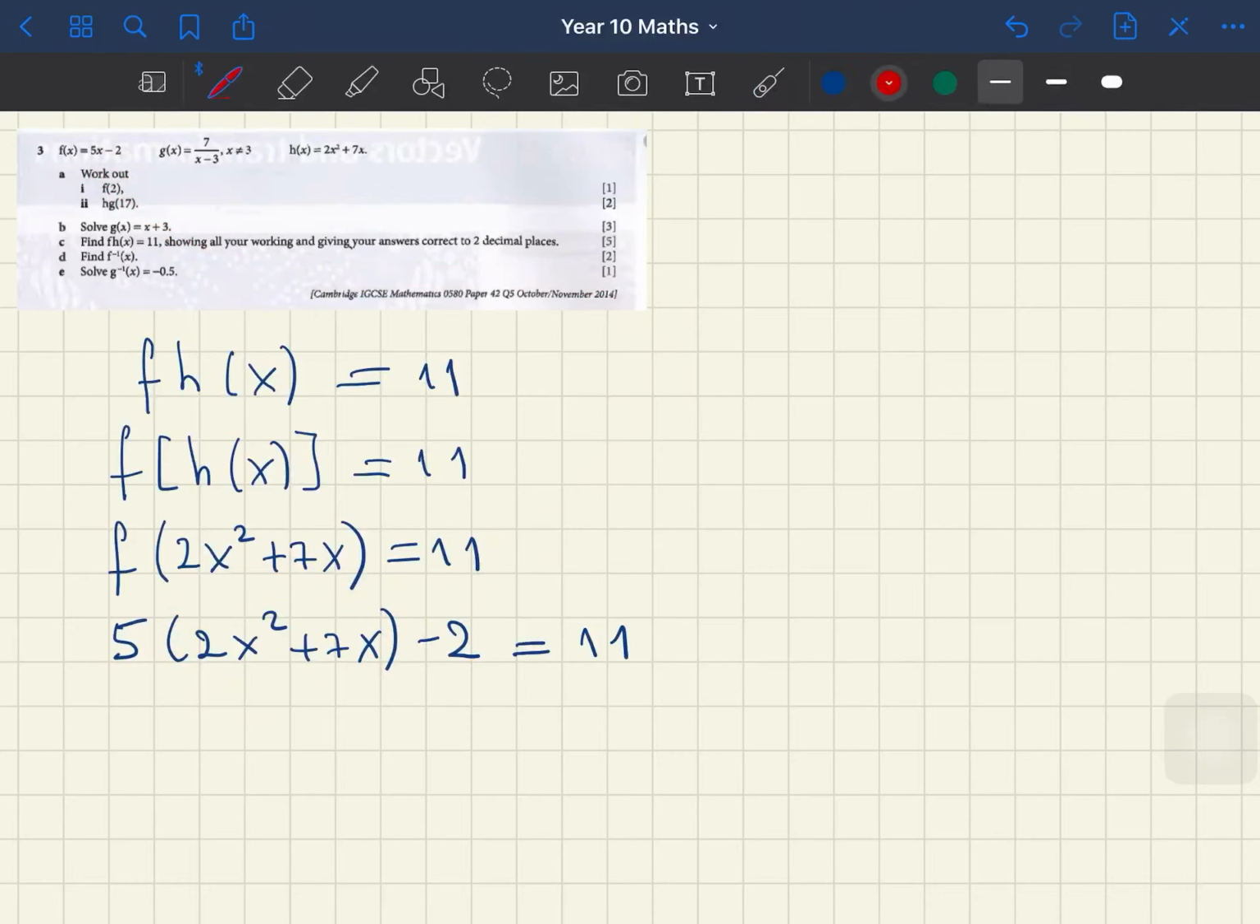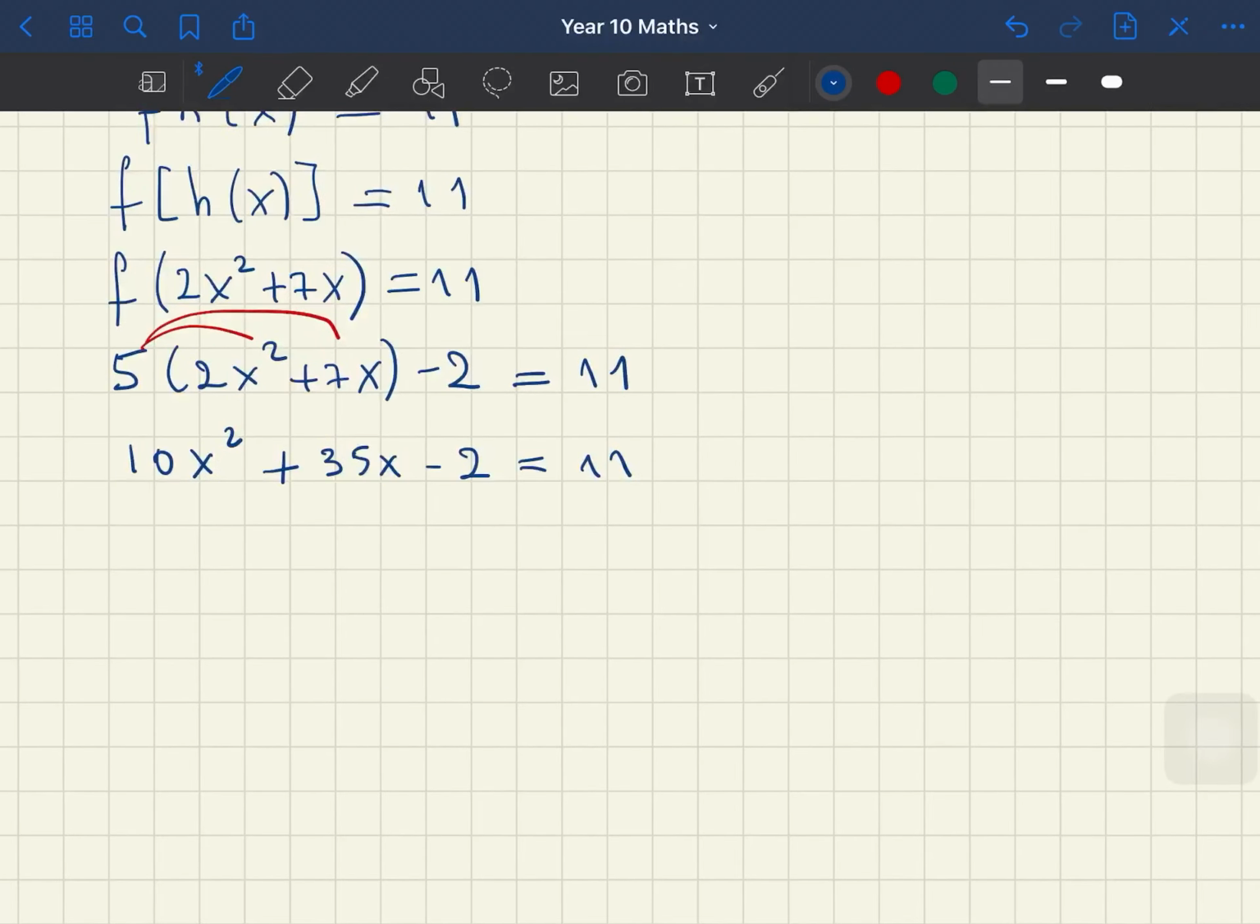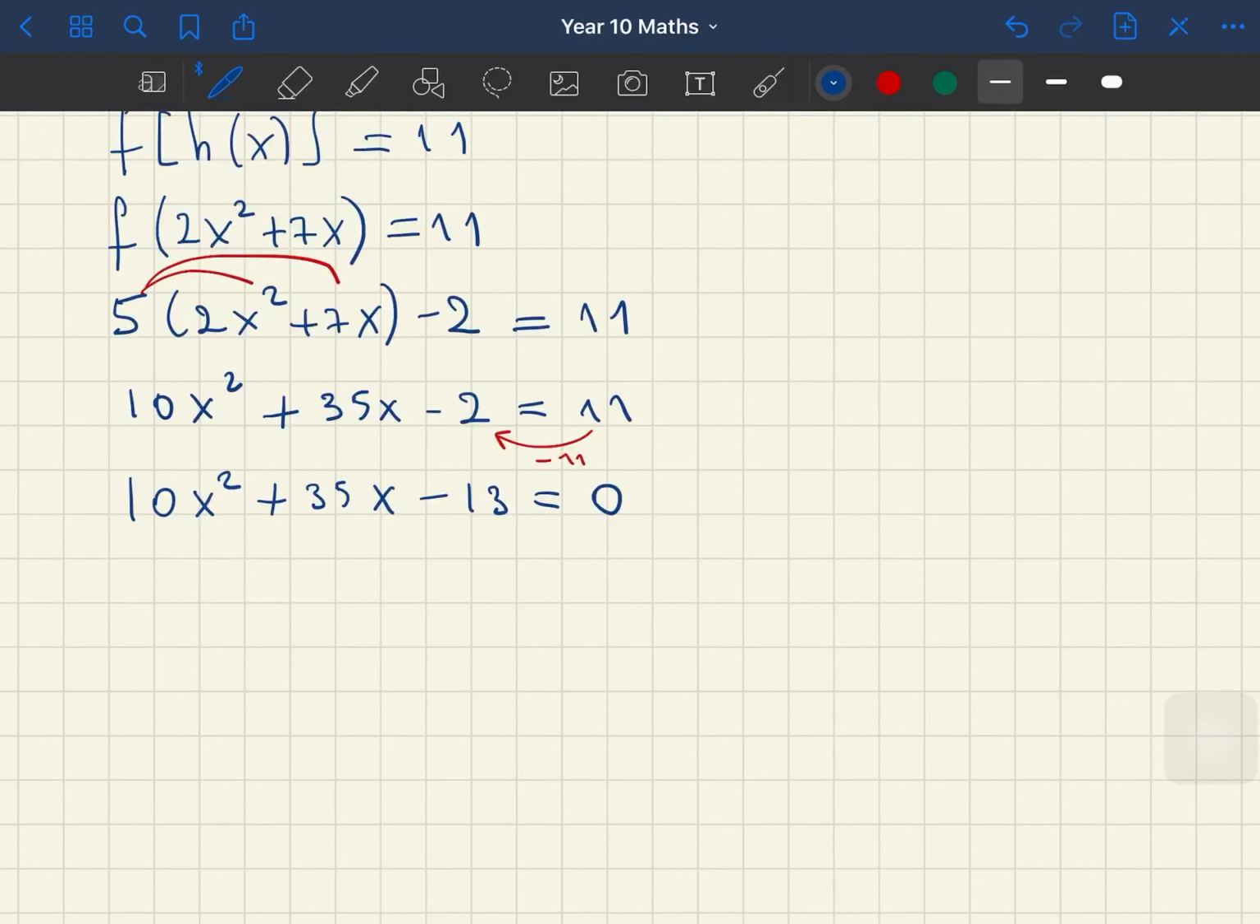Now let's open the brackets. We get 10x squared plus 35x minus 2 equals 11. This is actually a pretty complicated question. 10x squared plus 35x. Let's take it all to one side. I will take 11 here, yeah, it becomes minus 11. So minus 13 in total equals 0. Now we have to use the formula, right?